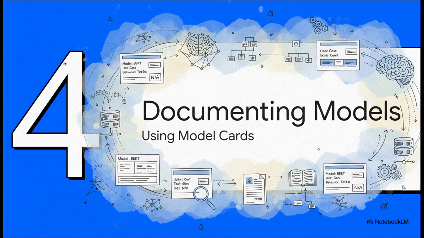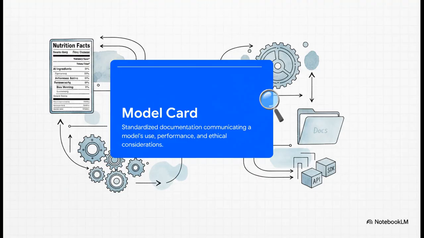Okay, but let's be real. Storing the model file is only half the battle, right? If you want this to actually work, you need to know what the model is, what it does, and maybe even more importantly, what it shouldn't do. You need documentation. And that's where this awesome idea called the model card comes into play. It's basically standardized documentation, a complete profile for your model. The best way to think about it is like a nutrition label for your AI.